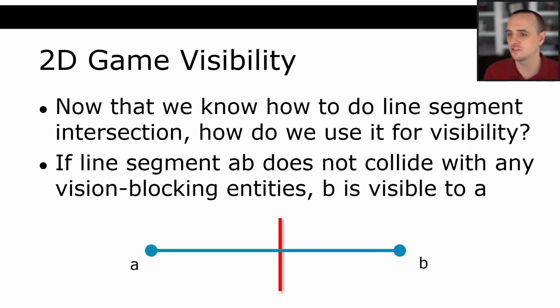Now we know how to intersect lines. How can we use this for game visibility? So now that we know how to do line segment intersection, how can we use it for visibility? If a line segment AB does not collide with any vision blocking entities, then B is visible to A. That's it. So you could have multiple entities blocking vision. You could have one entity blocking vision. You could have no entities blocking vision. Now you can figure that out.